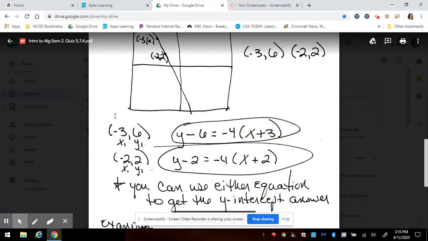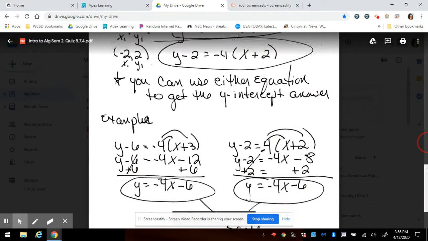That becomes plus 3 because x here is a -3. So minus a negative is going to make that plus 3. For your second point, we have y minus 2, because this is a positive, equals a -4 parenthesis x plus 2, again, because that is a -2. Now, let's talk again about that third one.